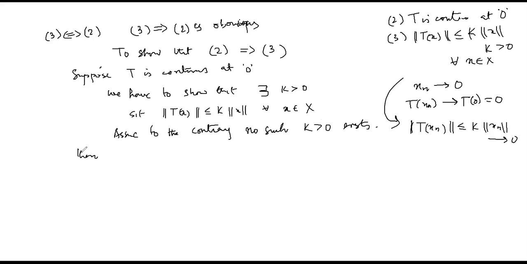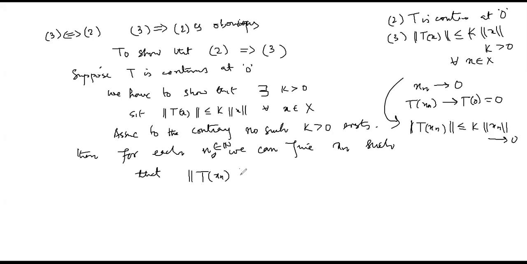Then for each natural number n, we can find some vector x_n such that norm of T of x_n is strictly greater than n times norm of x_n.